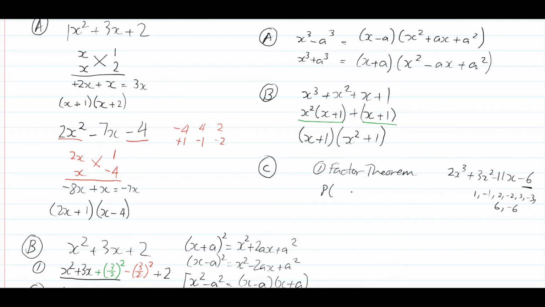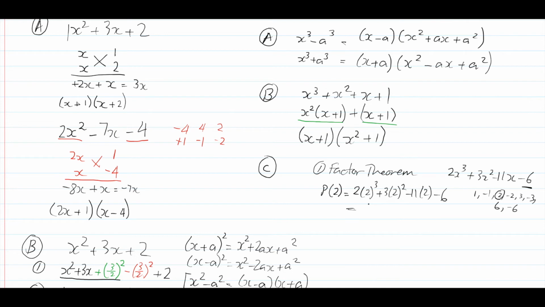So just to save some time, guys, I've done this before. If you sub in the number 2, then you would actually get a 0. What I mean by that is if I take this factor, number 2, and I sub it into the x values, then we arrive at 0. So 2 times 2 cubed plus 3 times 2 squared minus 11 times 2 minus 6.